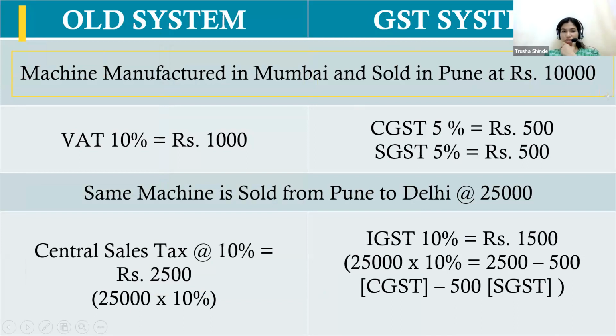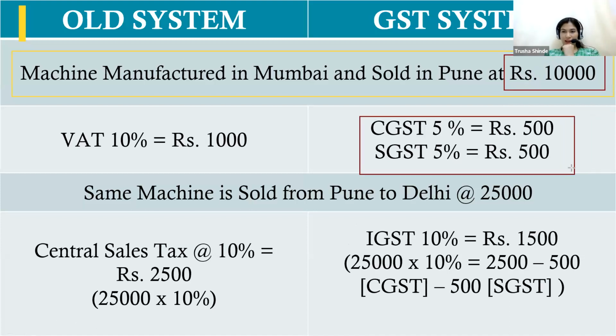A machine has been manufactured in Mumbai and it is sold in Pune. It's an example. So now your cost is how much? 10,000. Let's say the GST system is charging 5% taxes. That is your CGST and SGST, so you're getting taxes of 500 each, for your CGST and your SGST.